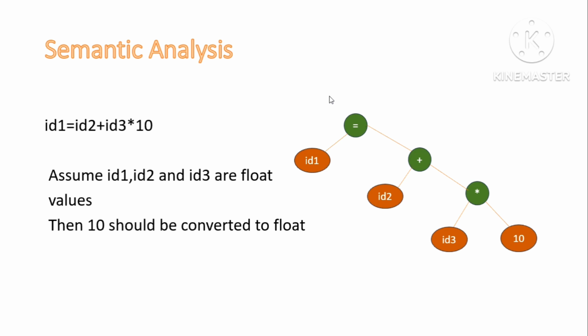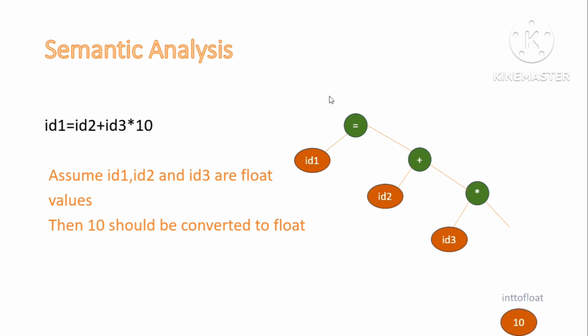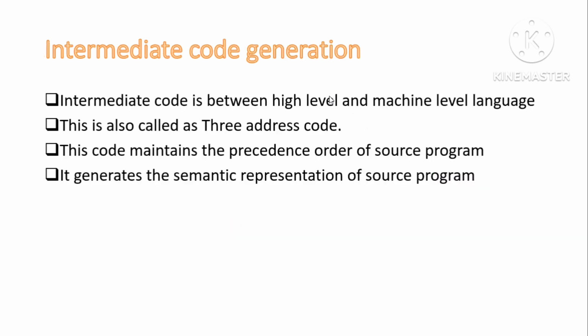Now what you have to do is, since the rest of the operands are float, 10 should also be converted to float. So now when we try to convert that, 10 should be converted from integer to float, and you can see here that we represent that 10 has to be converted from integer to float, and it is making a move here. Now this is called semantic analysis. You can see that integer to float converts 10 to 10.0.